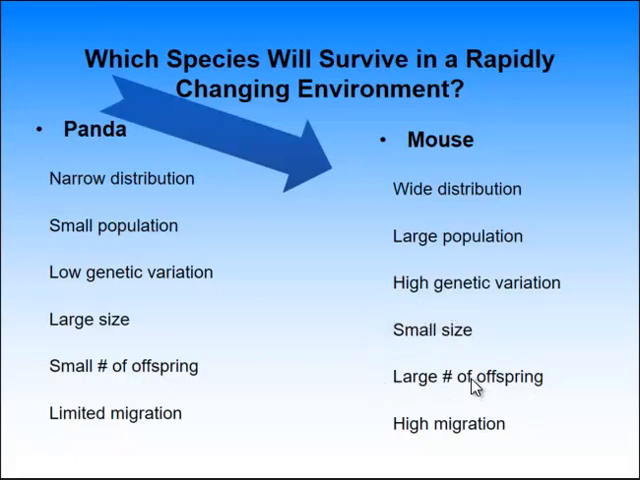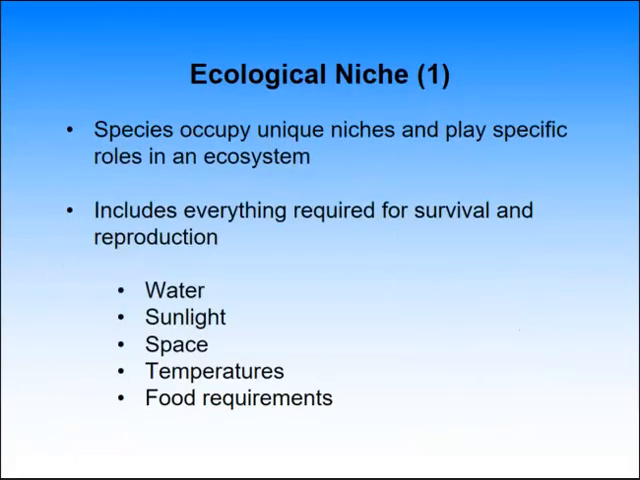They have a whole lot of babies. That's actually a sign to help it survive environmental change. And by the way, we're not small and we don't have a whole lot of babies. And mice have high migration. So a panda is not going to be able to survive in a rapidly changing environment. Now we're going to look at the models for this.